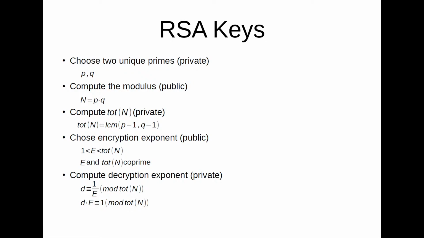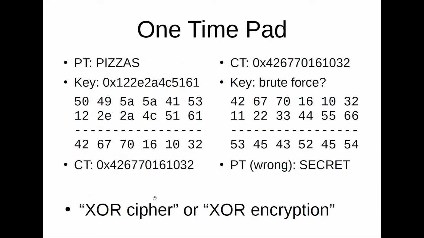All right. For the one-time pad slide, would you see that, the key that has 0x at the beginning, does that mean it's hex? Let me see. Yes. The 0x is just to denote that it's hexadecimal. In this case it's really a binary value, but it's the hexadecimal representation. And below, you'll also see 50 49 5A 5A 41 53, which is the hexadecimal values of the ASCII values for P, I, Z, Z, A, and S.